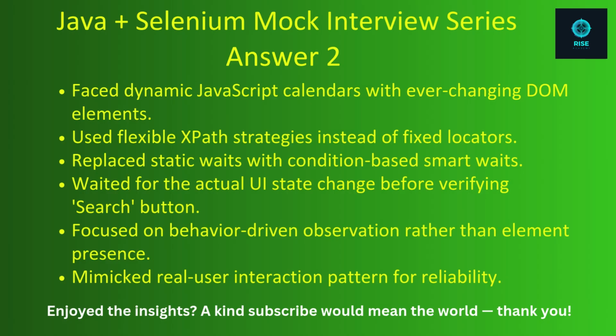Since the calendar elements changed frequently, instead of targeting them with exact IDs or class names, I wrote a flexible locator strategy using relative XPath and parent-child hierarchies. Think of it like walking through a crowded market where the stalls move every day, but you still find your way using street signs and neighboring landmarks. Now here's where it gets interesting.